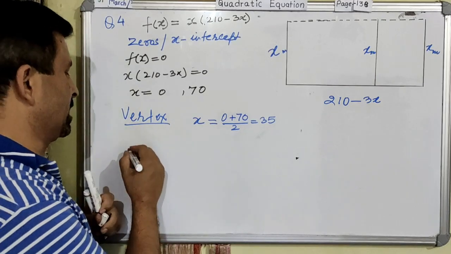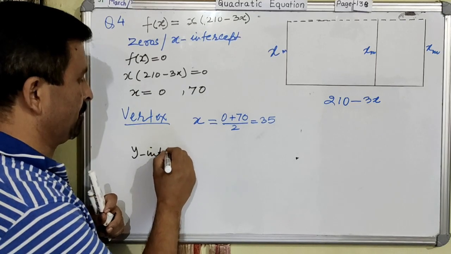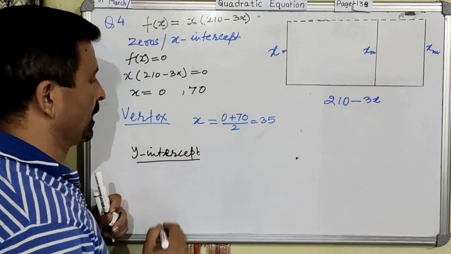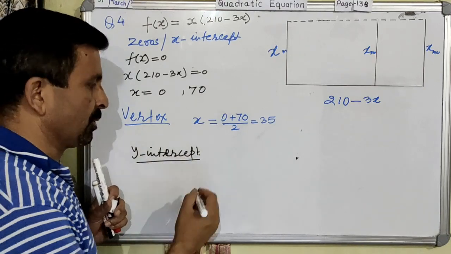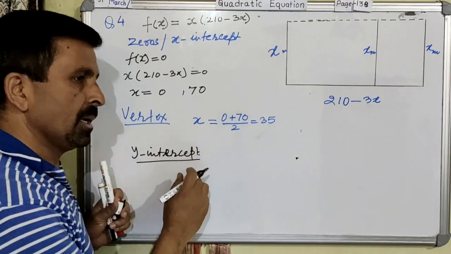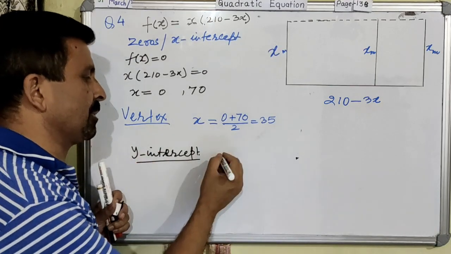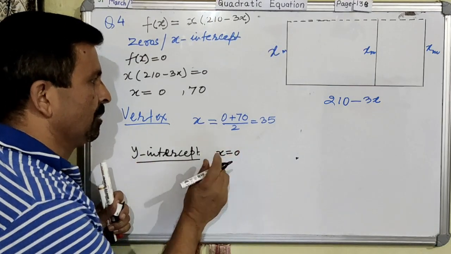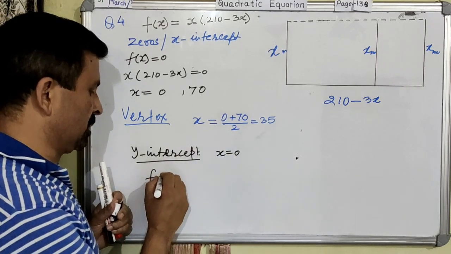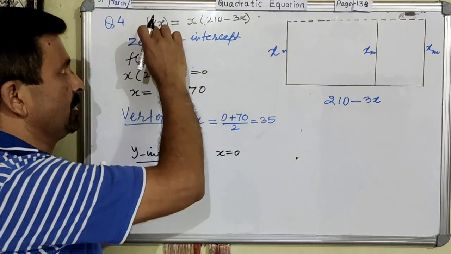The last part is the y-intercept. When you calculate the y-intercept, what do you use? The y-intercept is on the y-axis, where the value of x is 0. So we calculate the y-intercept by assuming x is equal to 0. Please remember, these are the basic things, right? And then you can calculate the y value, by using the value of x equal to 0 in the main function.